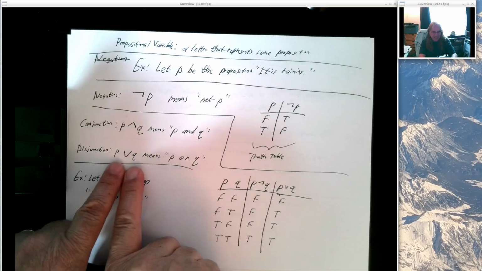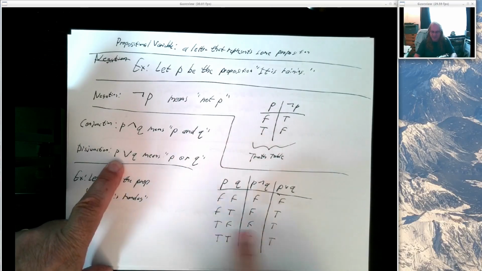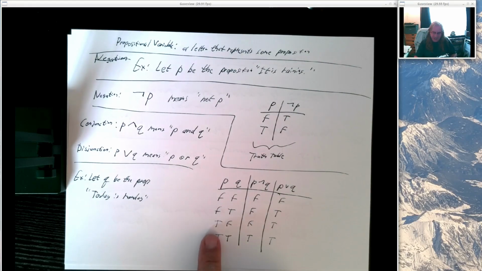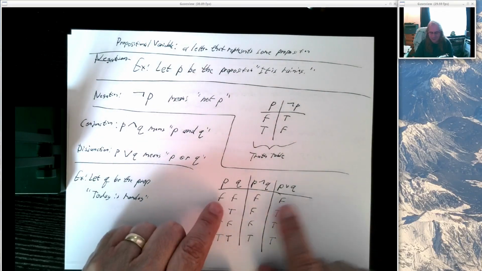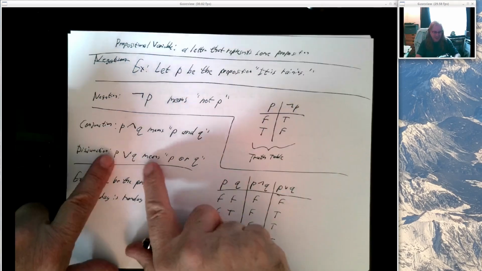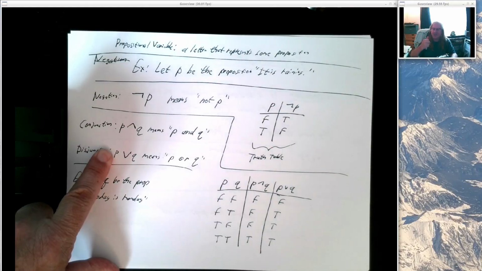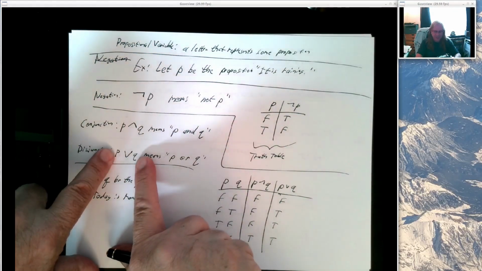This proposition, P or Q, is a declarative statement which says it is raining or it is Monday. And there's multiple cases where that can be true. It could be true if it's raining. It could be true if it's Monday. It could be true if it's raining and it is Monday. In fact, the only time that P or Q is not true is if both P and Q are false. So if it's a sunny Tuesday, then this proposition is false. The proposition, it is raining and it is Monday, will be false if it's a sunny Tuesday. If it's a sunny Monday, this is true.